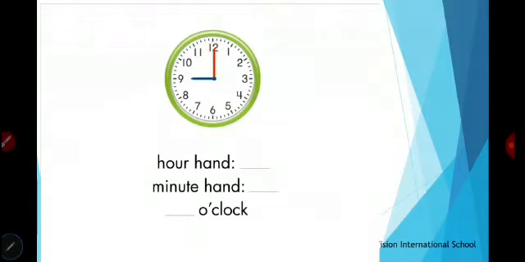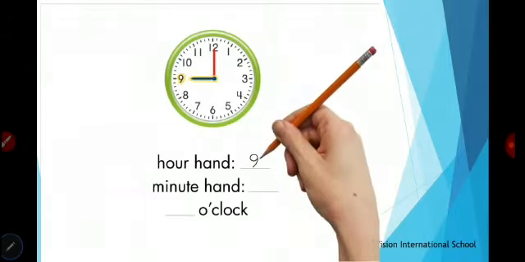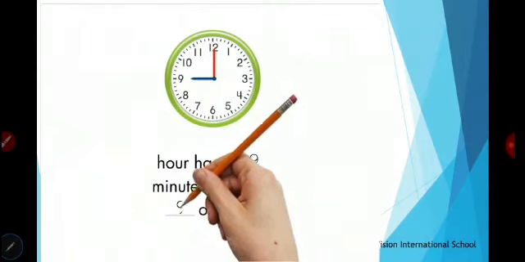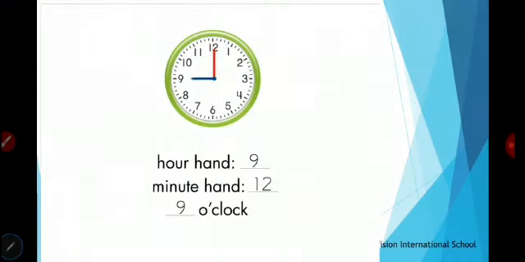Listen and look for other students who correctly identify the hour hand and minute hand. The hour hand points to 9, so the hour is 9. The minute hand points to 12, so they say o'clock. The time is 9 o'clock. These students demonstrate that they understand what the hour hand and the minute hand on a clock tell us. This prepares them for further work with clocks, including the use of digital clocks and telling time to the half hour.